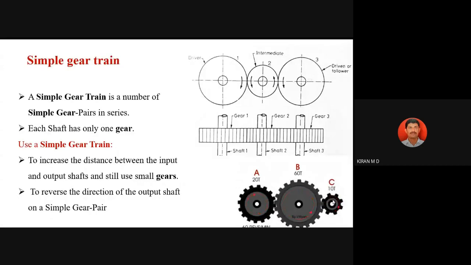So it means if the number of intermediate gears is an odd number, 1, 3, 5, you are going to get the same direction for driver and driven. If the number of intermediate gears is an even number, you are going to get the driver and driven gears in the opposite direction. Okay, this is about the simple gear train. The velocity ratio of this simple gear train we will discuss after studying the different types of gear trains. So next one is the compound gear train.